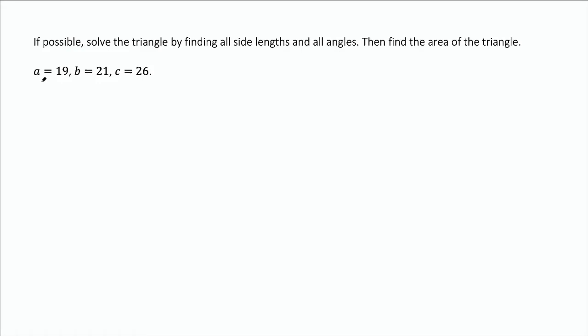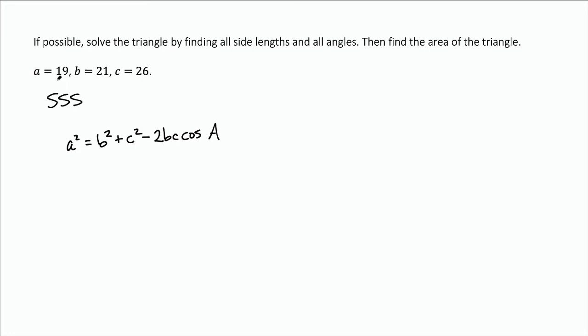We have here three sides of a triangle. So side, side, side is what we have. And to solve a side, side, side triangle, we use the law of cosines. There are three different versions, and I'm just going to use the first: a squared equals b squared plus c squared minus 2bc cosine of A.